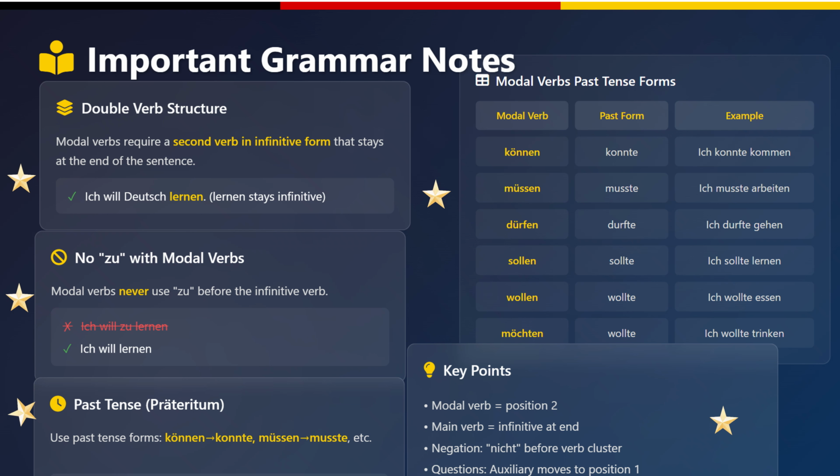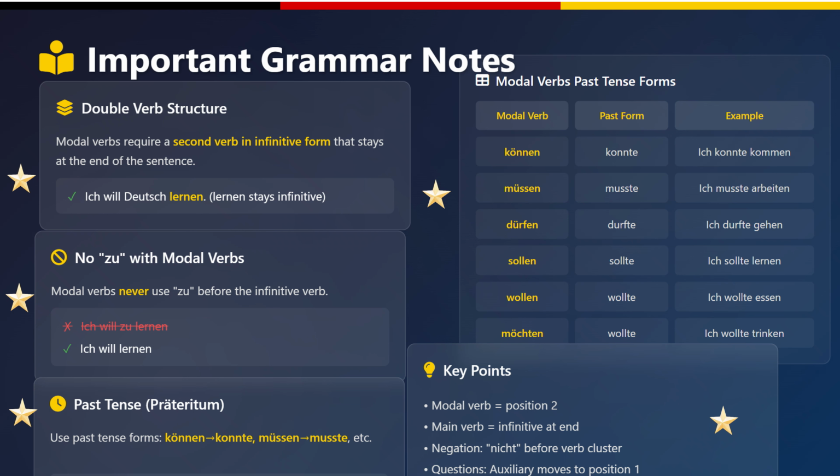Third, for the past tense or the preterite, we use special forms: konnte, musste, durfte, sollte, wollte, and wollte for möchten. The key points to remember.